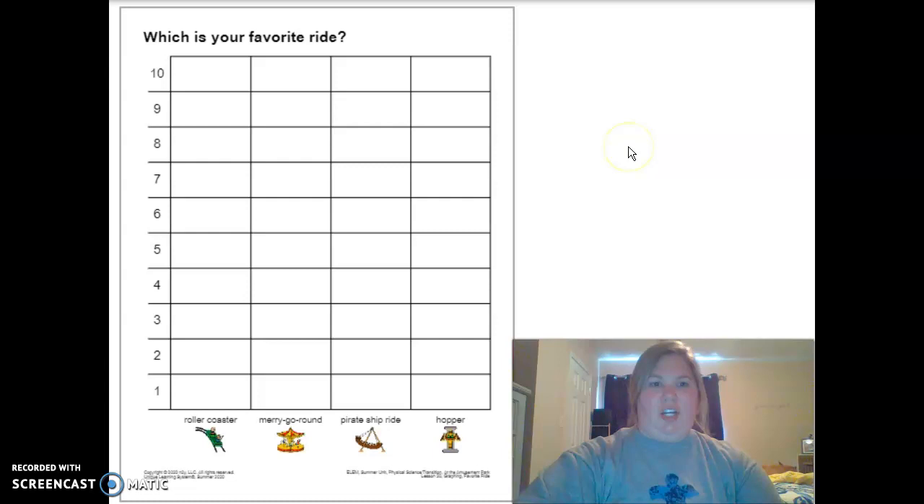So let's take a look at our graph. We want to know which one is your favorite ride. On this axis you have all of our numbers: 1, 2, 3, 4, 5, 6, 7, 8, 9, and 10.